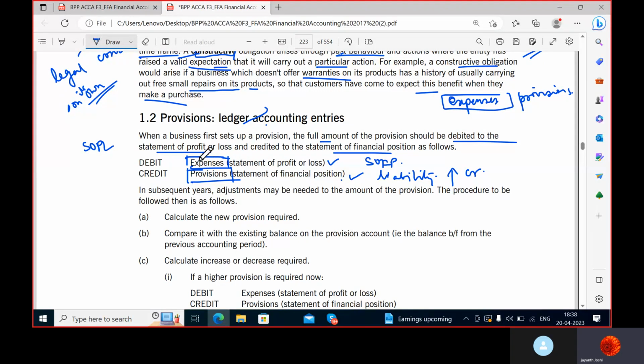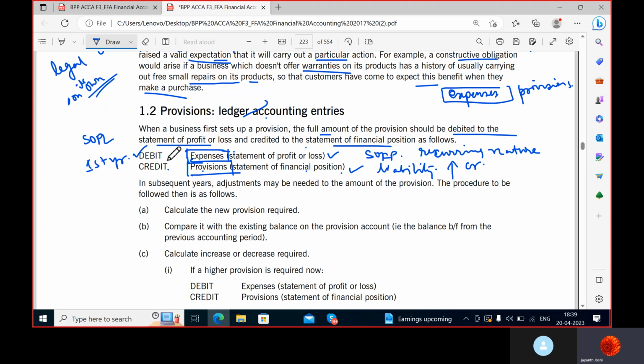Yes. Now, every year this provision is to be shown, and when something is of recurring nature, we show it in statement of profit and loss. So every year when this provision is to be shown, that means it's of recurring nature. So this is how we show it in statement of profit and loss. So the accounting treatment will be debit expenses and credit provision. Expenses in SOPL and provision in SOFP. Clear? That is for the first year, when the provision has been created by the company for the first time.